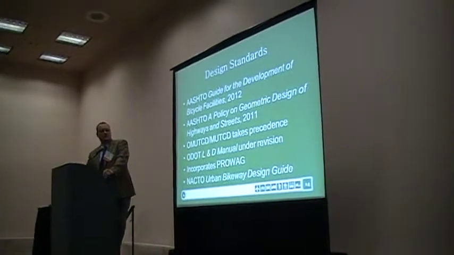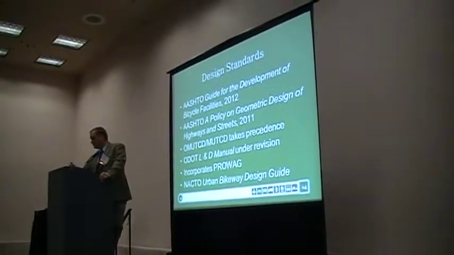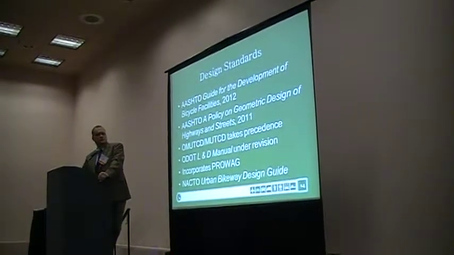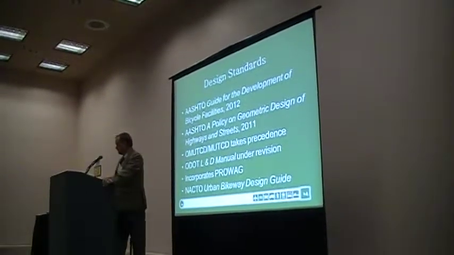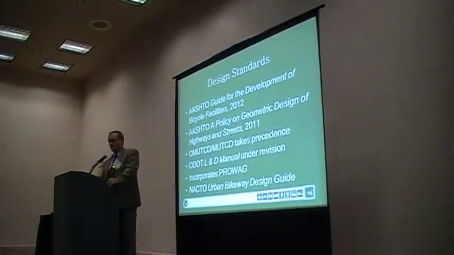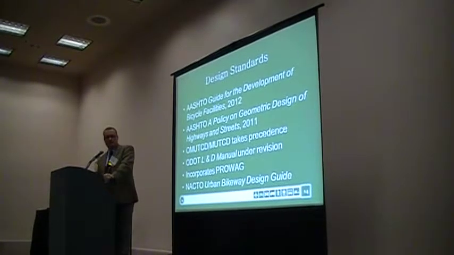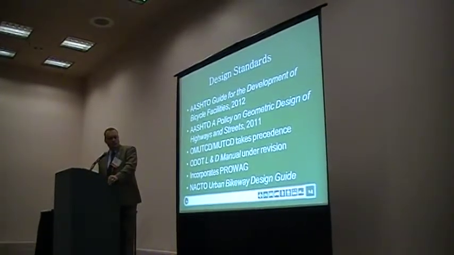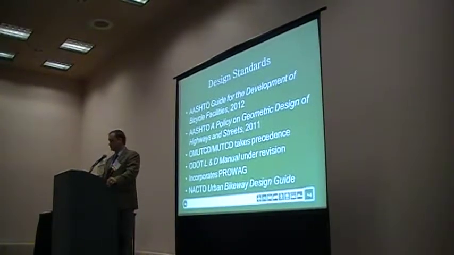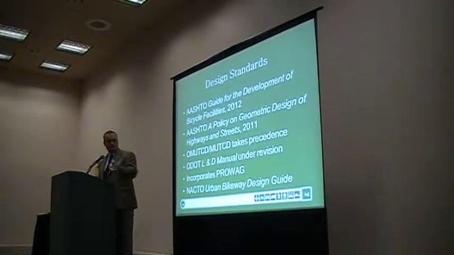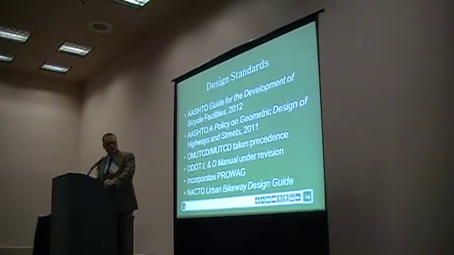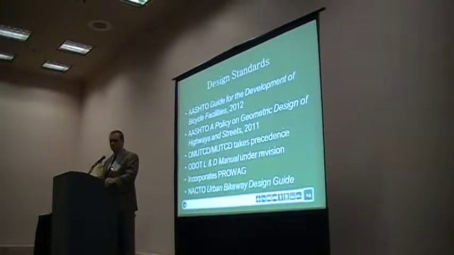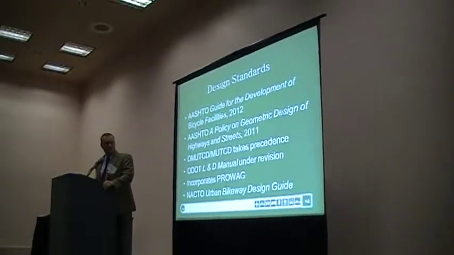The AASHTO guide is done in conjunction with other design guides. It should go with the Green Book. It's meant to work as a detail addendum to the Green Book. The Ohio MUTCD takes precedence over whatever's in the AASHTO guide, of course. The L&D manual, as mentioned, is incorporating its policy.